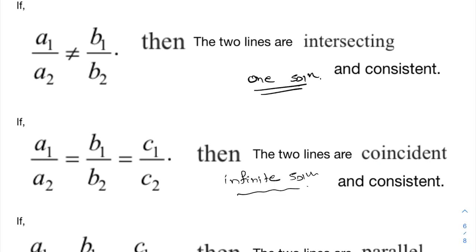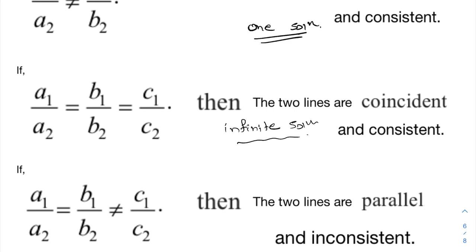Now you must be wondering what the meaning of this consistent is. Consistent means whenever we are getting at least one solution, we say that the two lines are consistent. If one solution is there, then also the lines are consistent. If more than one solution is there, then also the lines are said to be consistent. So if you get a solution, the lines are known as consistent. Then if we do not get a solution, we say that the lines are inconsistent.